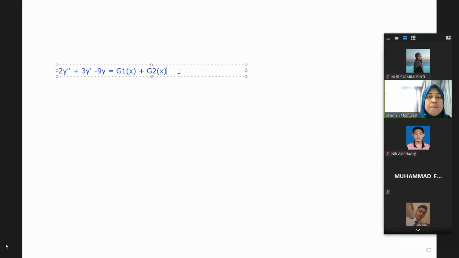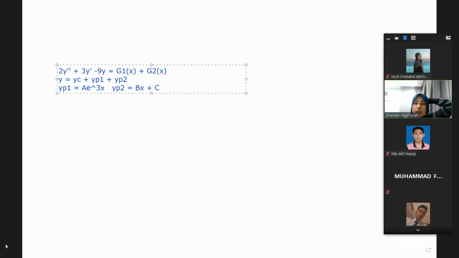So now you're also being given that y is equivalent to y complement plus y particular 1 plus y particular 2. And then y particular 1 is equivalent to what was given? E to the power of 3x. Okay. Whereas y particular 2 is equivalent to Bx plus c. All right. Have a look at your quiz 3, yeah. Tolong buka Putra Blast. Have a look first.